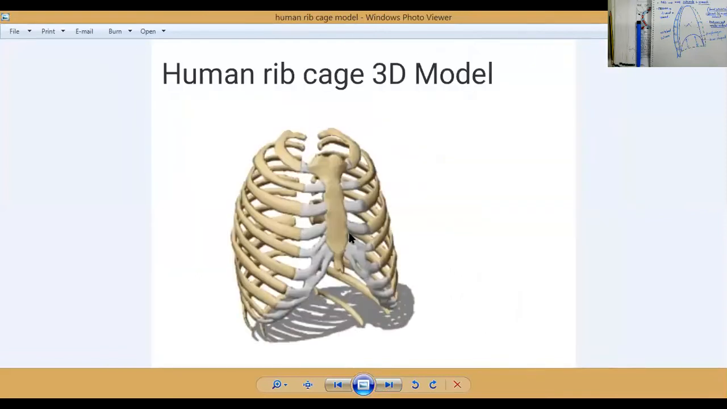This is a 3D model of the thoracic cavity. Only the bones are showing. So you can see the ribs attaching to the sternum in the front, and at the back, they are attaching to the vertebral column. But in this particular picture, they are not showing the vertebral column. At the back, they are attached to the vertebral column. At the front, they are attached to the sternum.